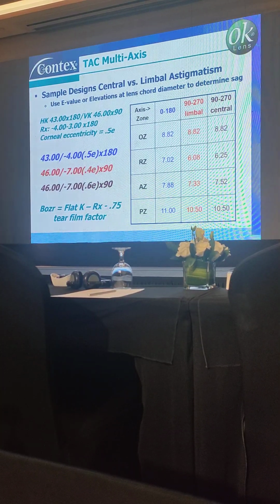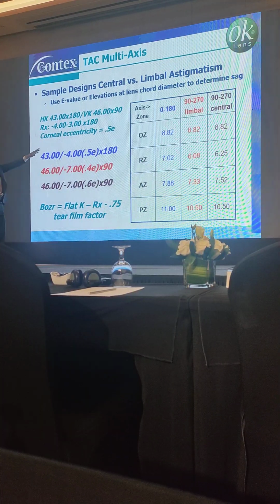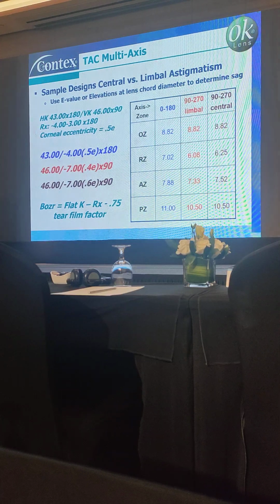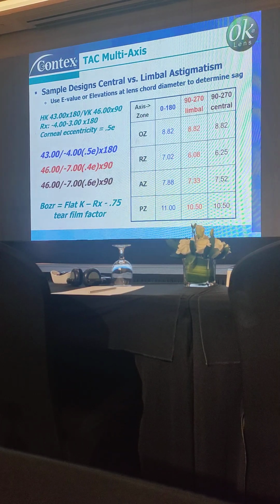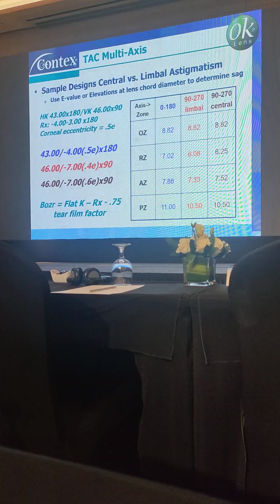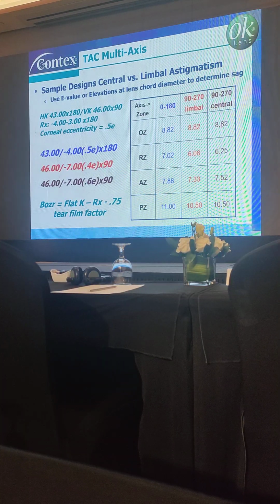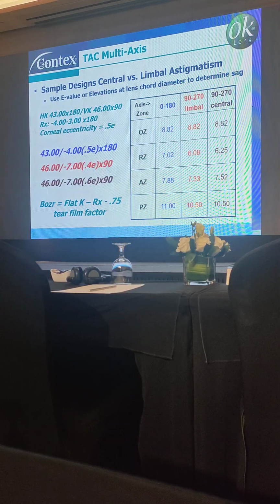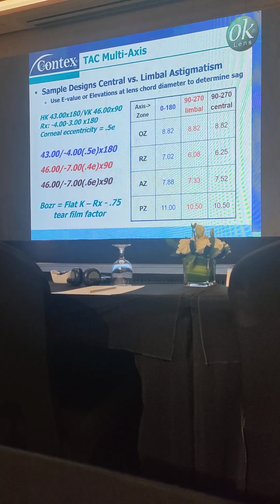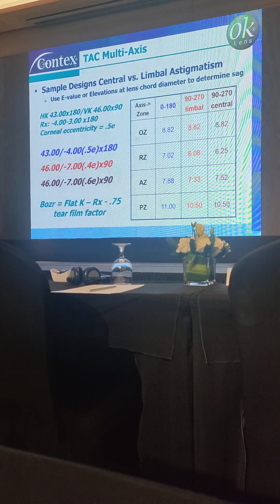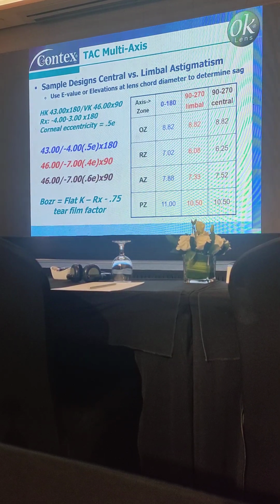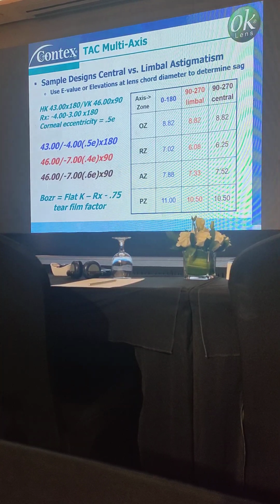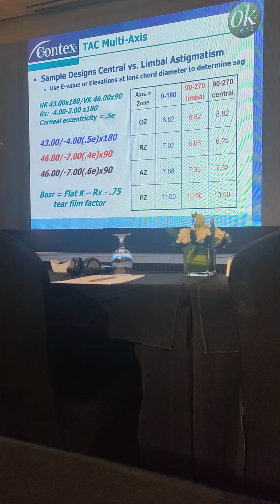So this is again getting a little complex, but we're looking at central versus limbal astigmatism designs. If I had a cornea that's central astigmatism, like we talked about, versus limbal astigmatism, you can see that both the base curves are all 8.82. 43.4, 46.7. We got the 8.82, but look at the 0 and 180, because the 180 was symmetric across.